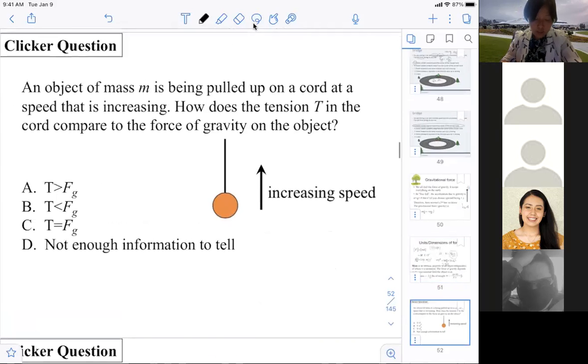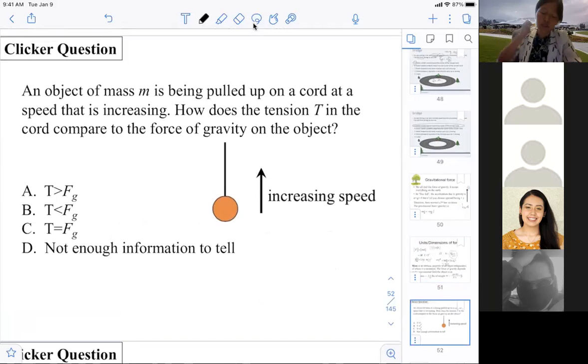Okay, so now we know how to calculate gravity. We can do more in our analysis. Here we're doing a Newton's second law application, but now we're going to break down the left-hand side into multiple forces. So for example, here you have an object you're interested in with mass M being pulled by a tension cord. So there's tension in the cord, at a speed that is increasing upward. It's being pulled up and also the speed is increasing. How does the tension compare to the gravity?